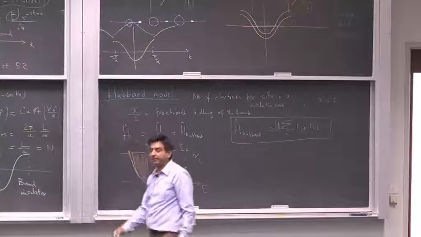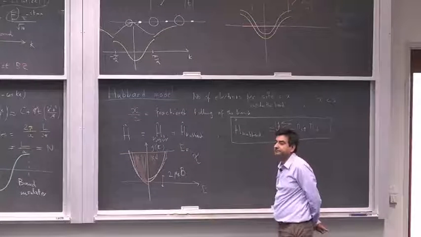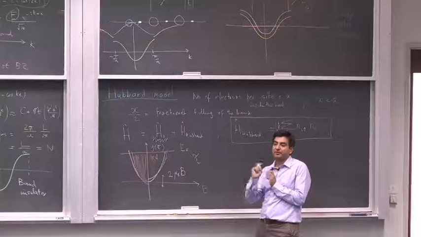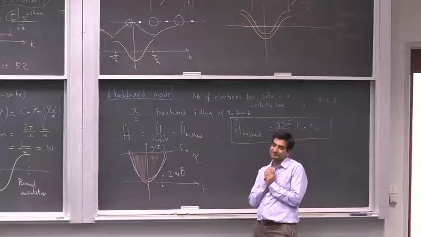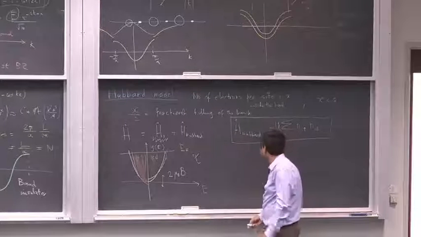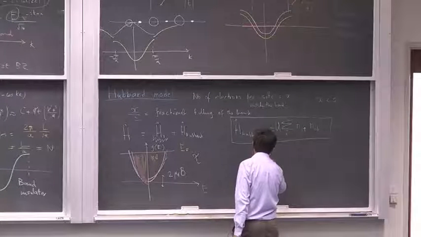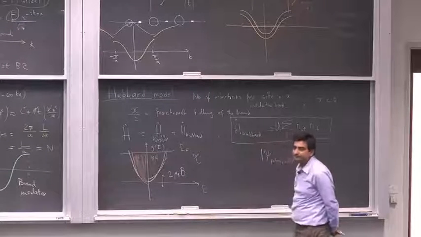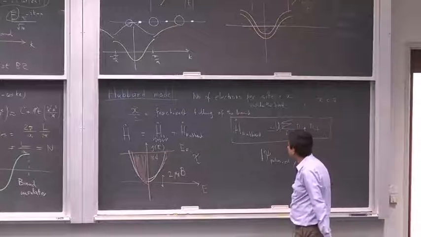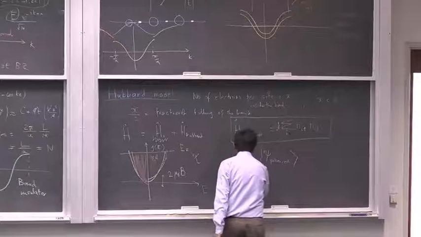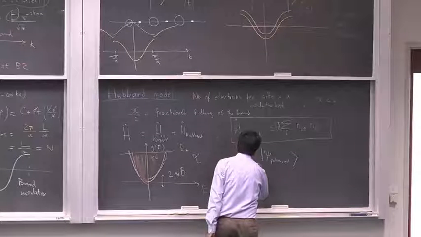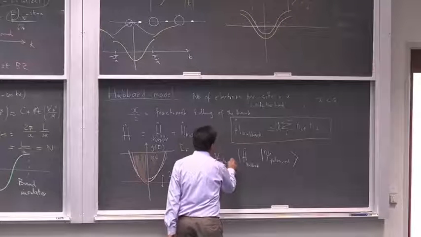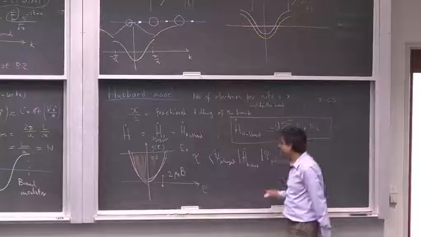Now I've already described that if I have a perfectly saturated ferromagnet, it's a spin polarized state. All the electrons have spins that are parallel. Let's call the quantum state for such a ferromagnet psi polarized. Now, if I were to calculate the expectation value of the Hubbard Hamiltonian for such a 100% polarized state, what is this expectation value going to be?